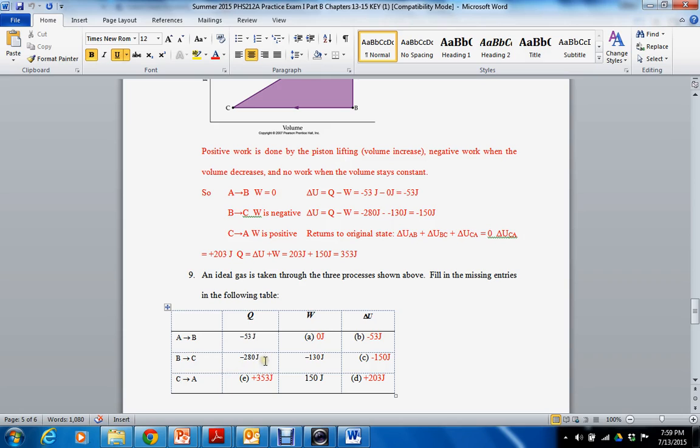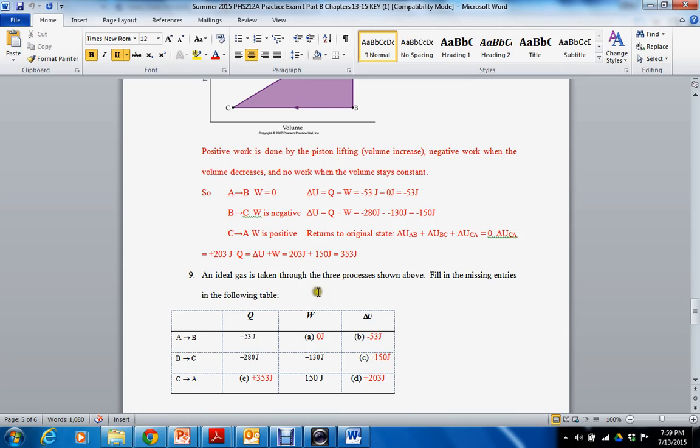All right, B to C, we're given Q, we're given W. All we need to do is figure out delta U. So delta U equals Q minus W. So negative 280 joules minus negative 130 joules gives us negative 150 joules.